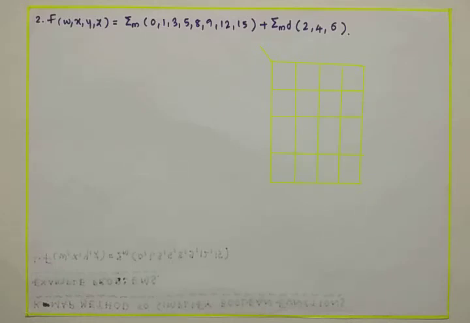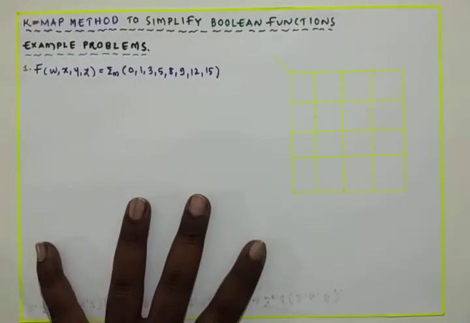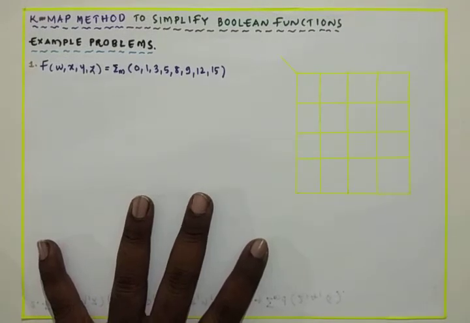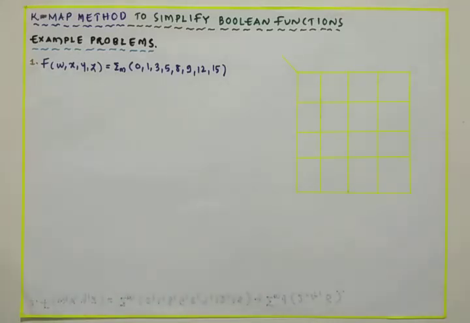In this class, I am going to cover two topics. One is the Karnaugh map method, that is the K-map method, to simplify Boolean expressions. Another one, I am going to talk about error detection, error correction, and the correction codes.